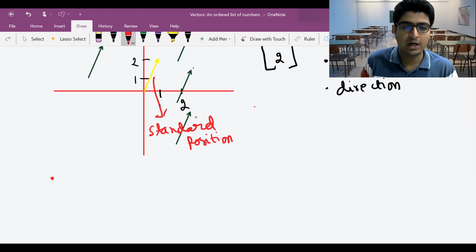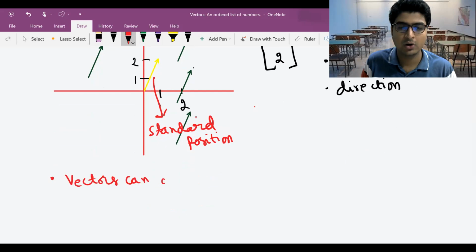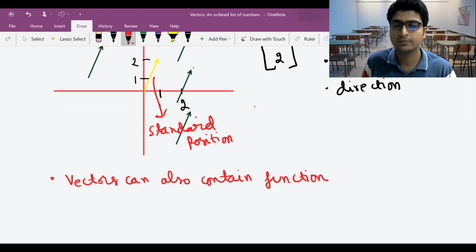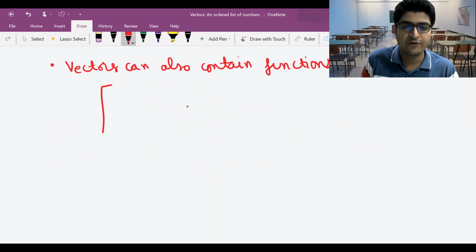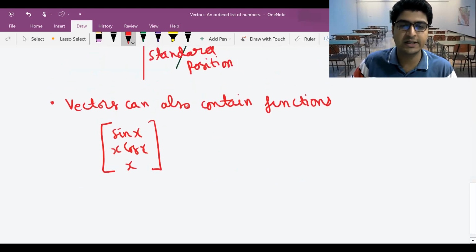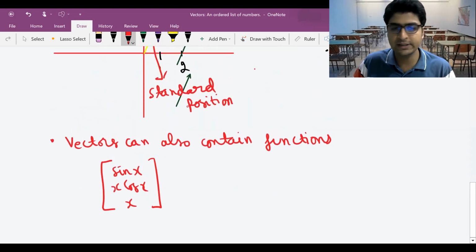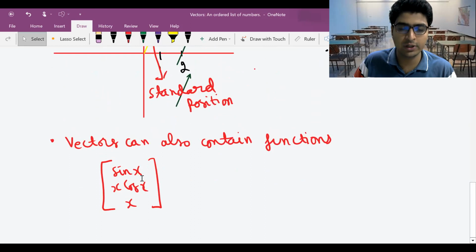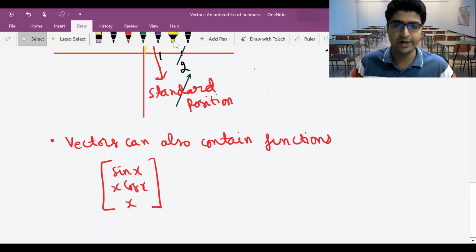And apart from that, vectors can also contain functions. If I write sin x, x cos x, and x, this is a vector which contains functions. The point is that we don't necessarily need to have numbers in this matrix. We can have functions too.